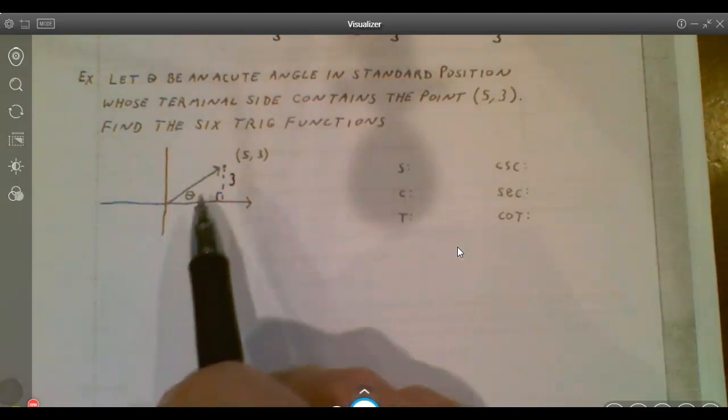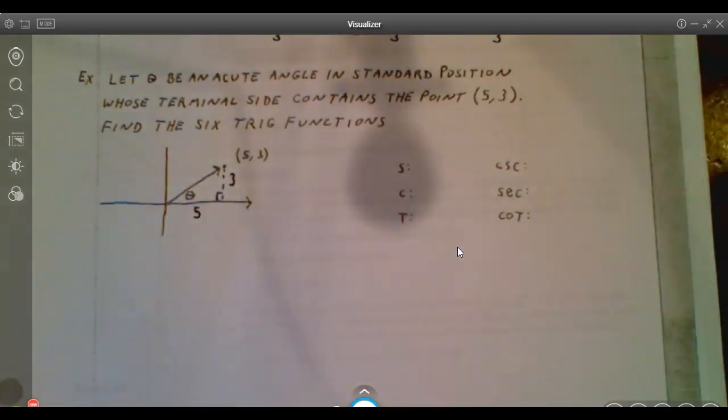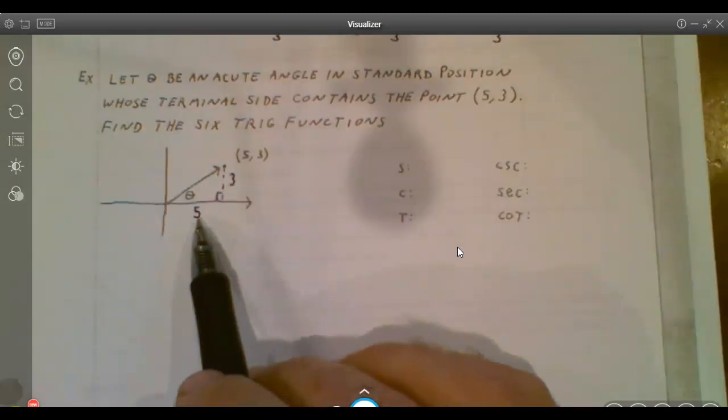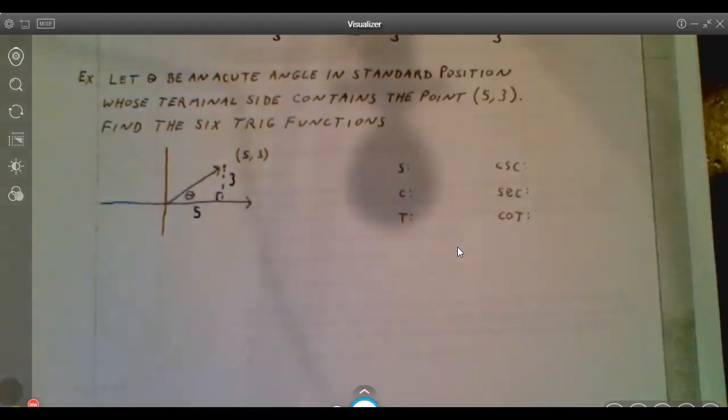So how do we find our missing side here? A little Pythagorean theorem. So if we did our 5 squared plus 3 squared equals x squared, let's see, 25 plus 9 gives us 34.